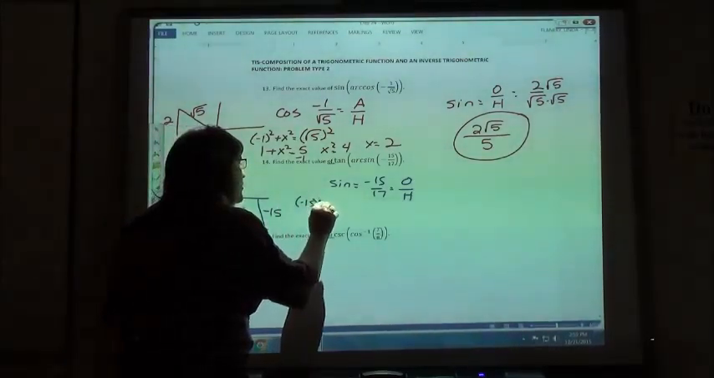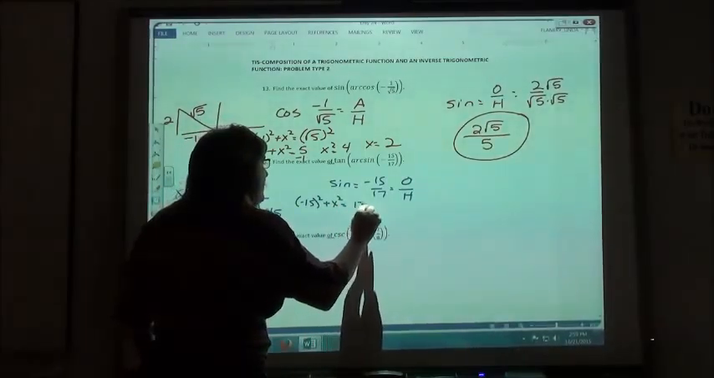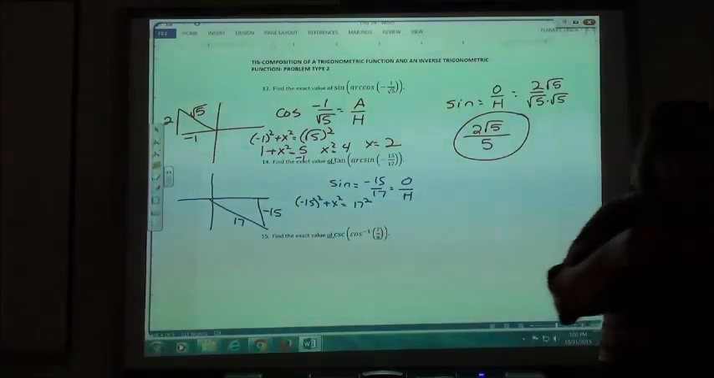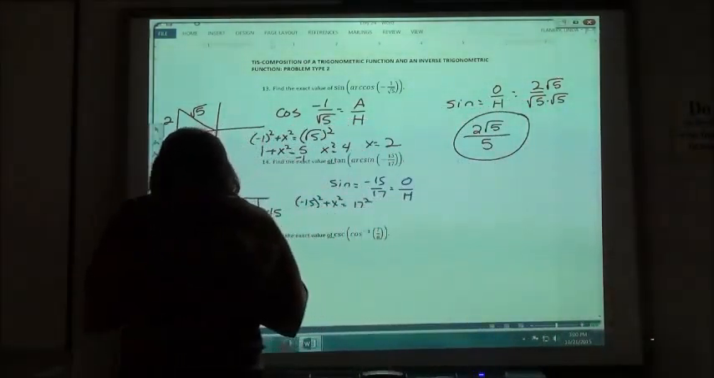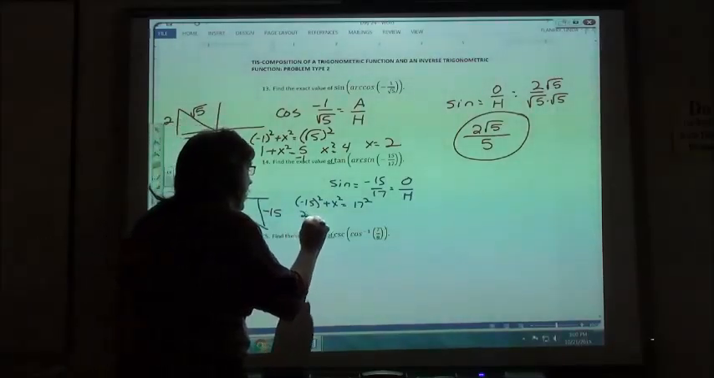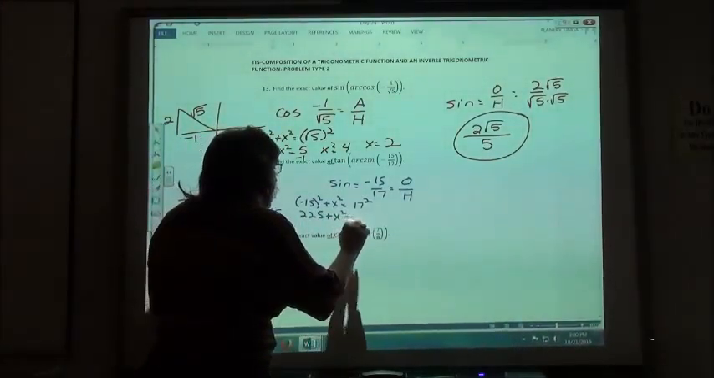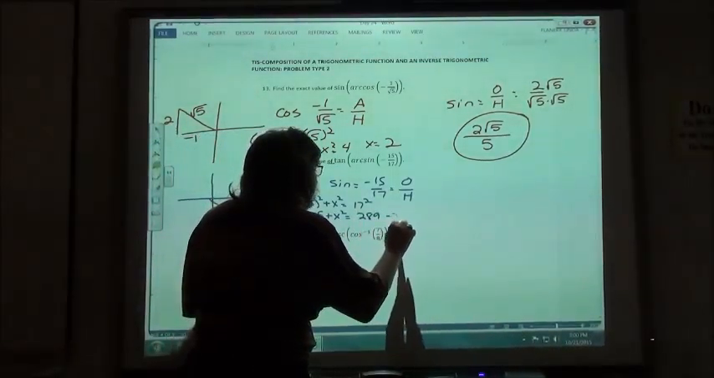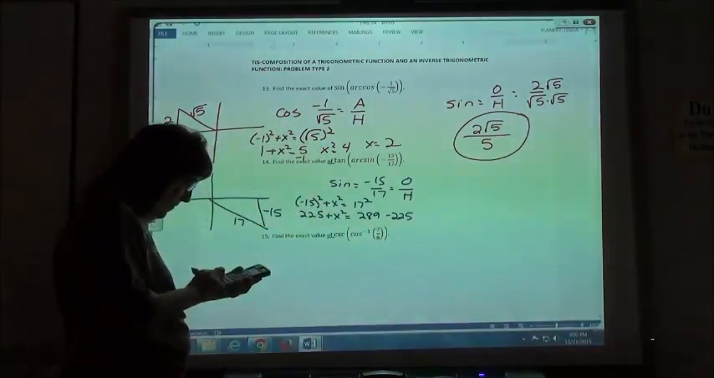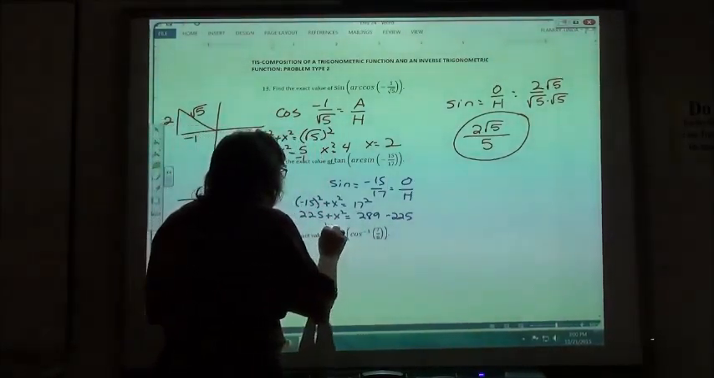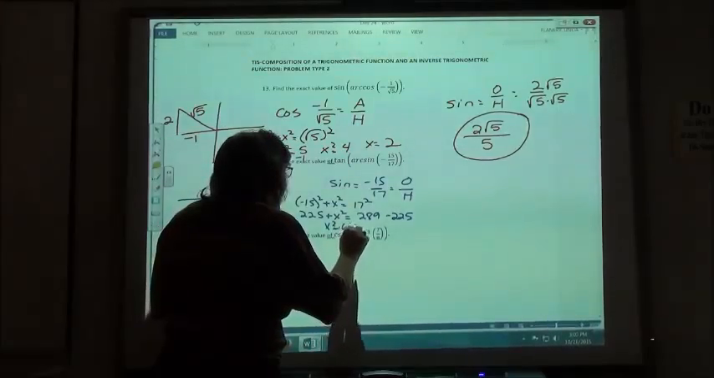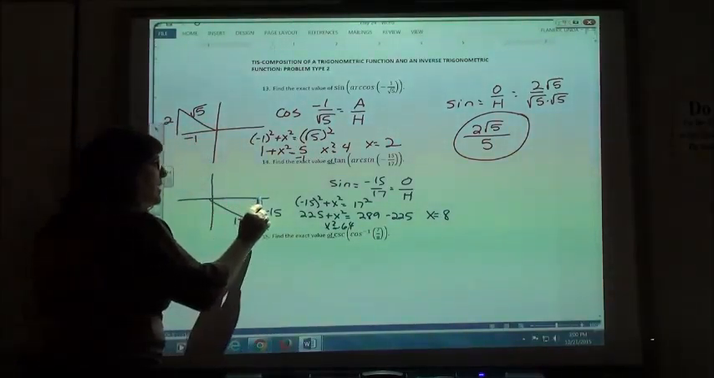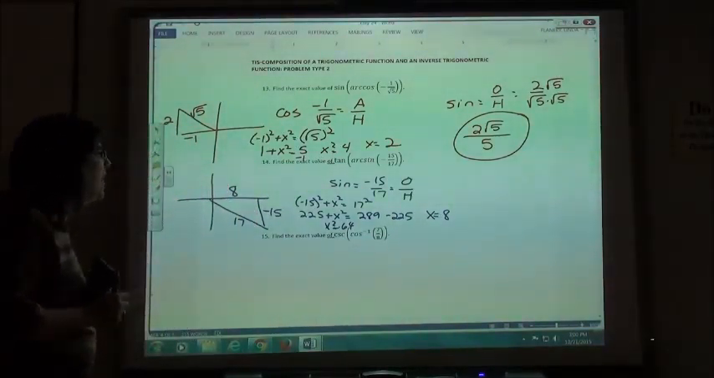So negative 15 squared plus x squared equals 17 squared. I don't know those ones in my head. Well, 15 squared is 225 plus x squared equals 17 squared, 289. So if I subtract my 225, I get 64. And the square root of 64 means I'm going to have 8. 8 is going to be in the positive direction, so I have a positive 8 there.